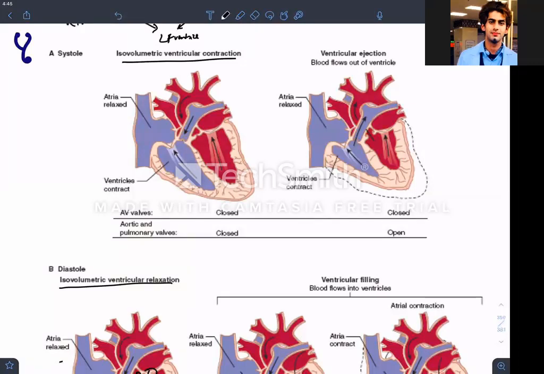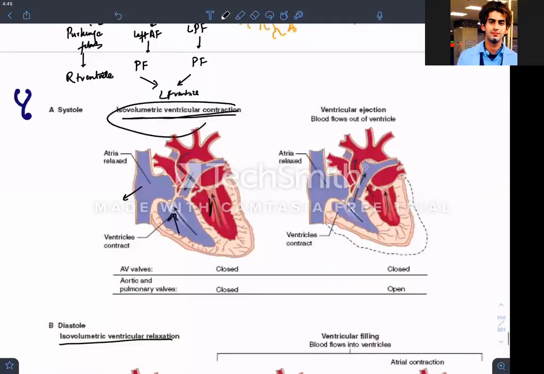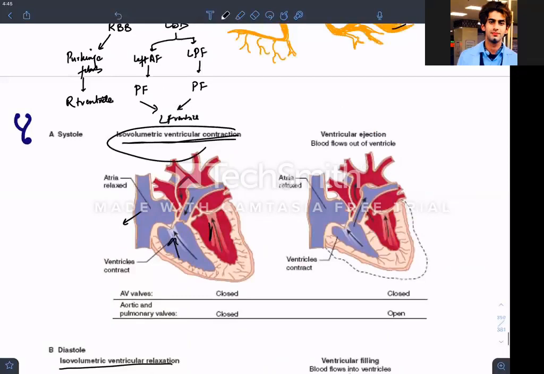So you have isovolumetric ventricular contraction. That means I am increasing the pressure against the closed valve, isn't it? This is systole. So this is closed, and I'm increasing the pressure. So AV valve closed, aortic and pulmonic valve closed. Now I'm going into ventricular ejection. It will eject the blood directly like this, isn't it? Blood is going like this.